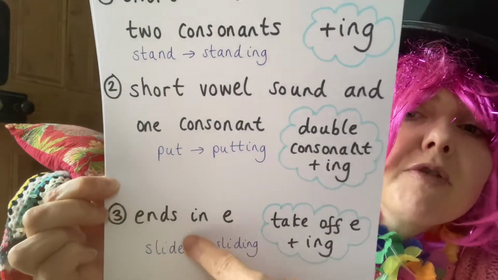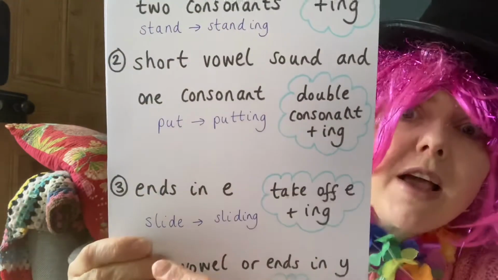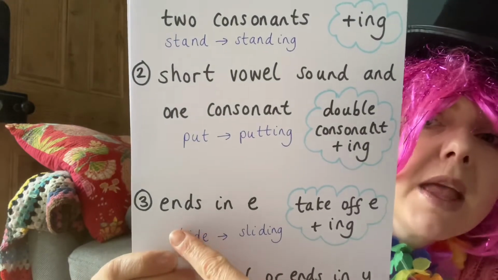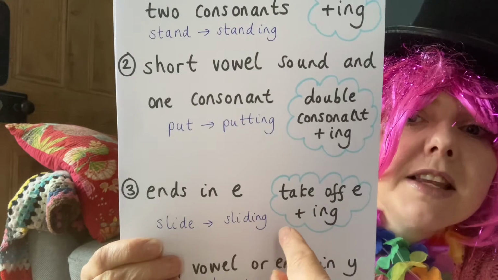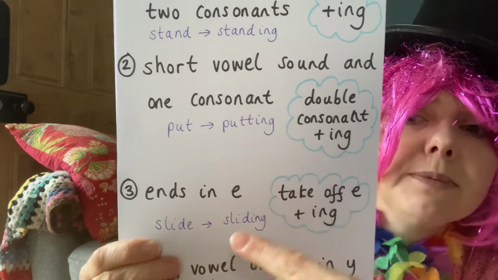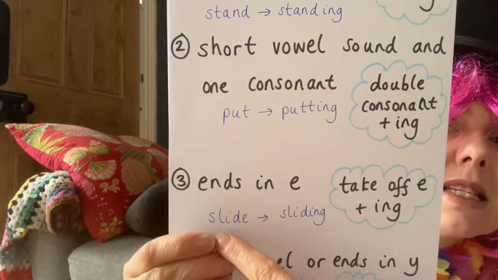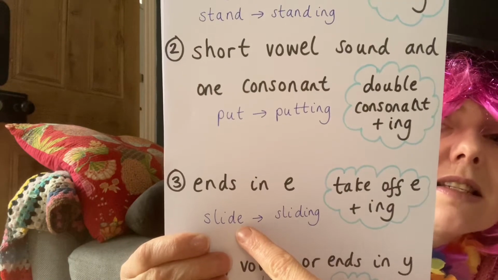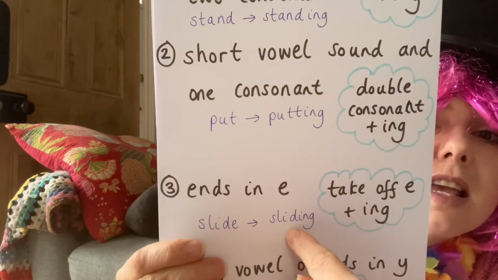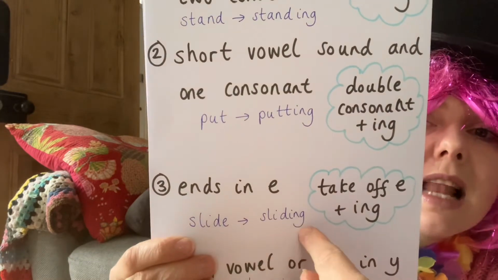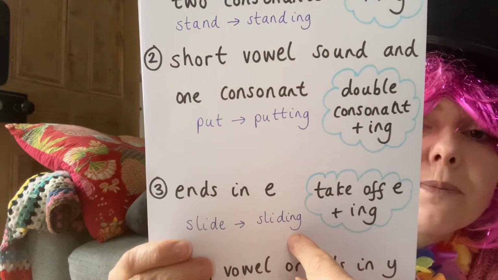Okay. Rule number 3. Now this one's a bit easier to remember, I think. And at school, people have remembered this one. If it ends in an E, you take off the E and you add ing. So for example, slide ends in an E, doesn't it? Split vowel digraph, making the I sound in slide. So you take off the E and to make it sliding, you just add ing.